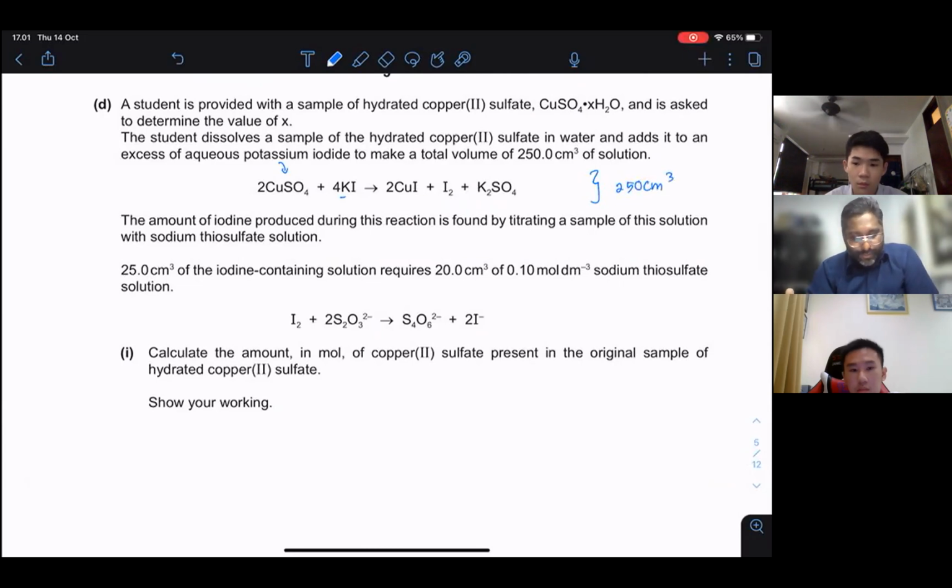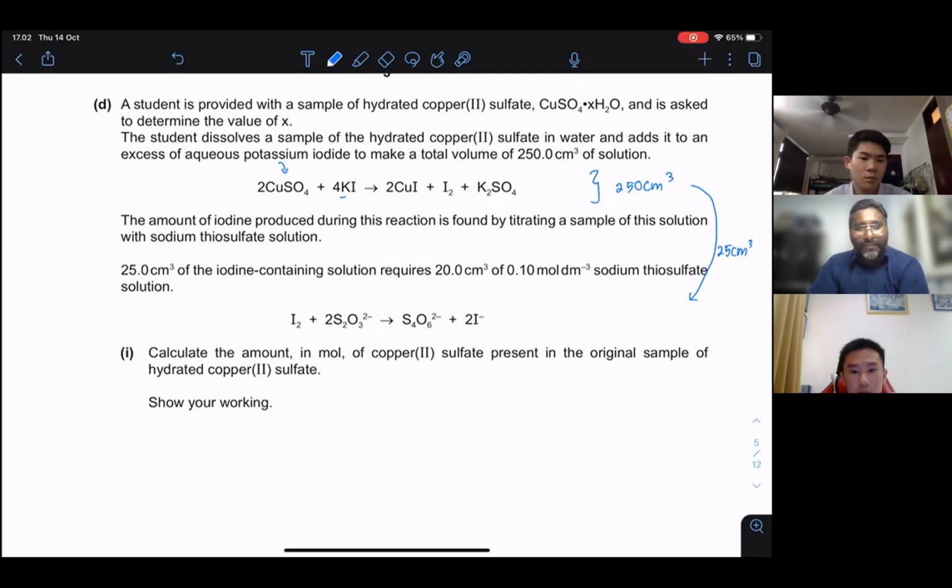And the amount of iodine produced during this reaction is found by titrating a sample of this solution with sodium thiosulfate solution. So do remember the iodine is inside 250 cm cube solution. That is very important. Now you only take 25 cm cube of this sample only. So you only take a certain portion. Later, you need to change it to 250 when you calculate the overall.